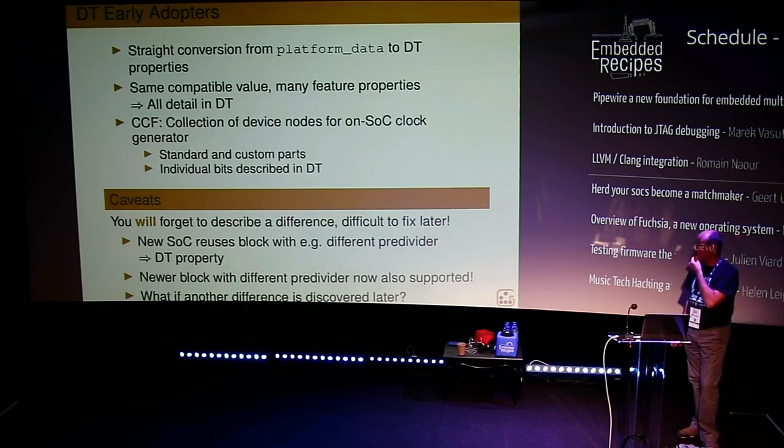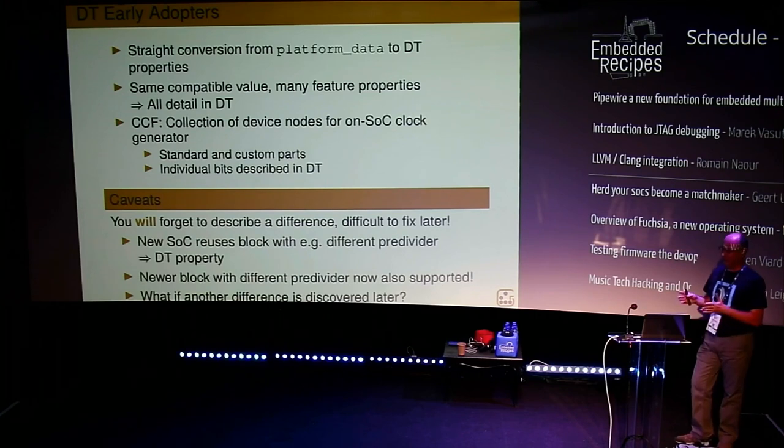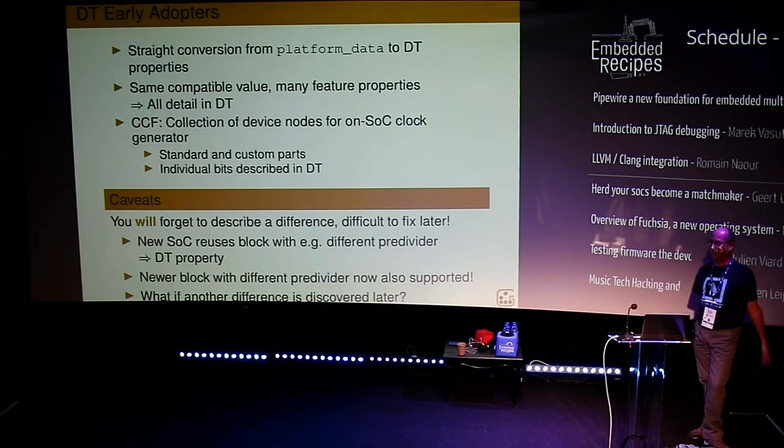So one big issue with using lots of feature properties is that you probably will forget to describe a difference there. And due to the stable DT API, it's not so simple to fix that later. So for example, you have a new SoC, which is very similar to another one that's already supported. And it has this IP block, which is very similar to the previous generation. Only there's a different predivider. Oh, then we can just make it compatible with the other one and add a new DT property to specify the different predivider. The advantage of this is that if the SoC vendor comes up with another new SoC and they use a different predivider, we already have a property for that, so we can just change it and it's supported directly. The big issue is, what if another difference is discovered later? Then you end up with two devices with the same compatible value, and you have to add more properties. And what do you do with backwards compatibility?